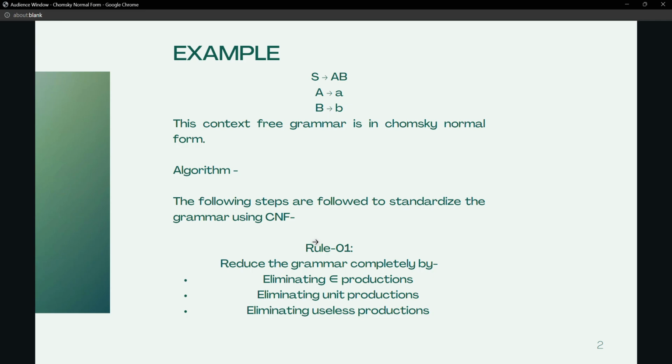How can we convert this context-free grammar to Chomsky normal form? So we have a set of steps that I have referred to as algorithms. These are the following steps we follow to standardize the grammar using CNF. Rule number 1: to reduce the grammar completely by eliminating the epsilon productions. Number 2: eliminating unit productions. And number 3: eliminating useless productions. By using these three elimination processes, we can convert CFG to the more normalized Chomsky normal form along with some other processes.